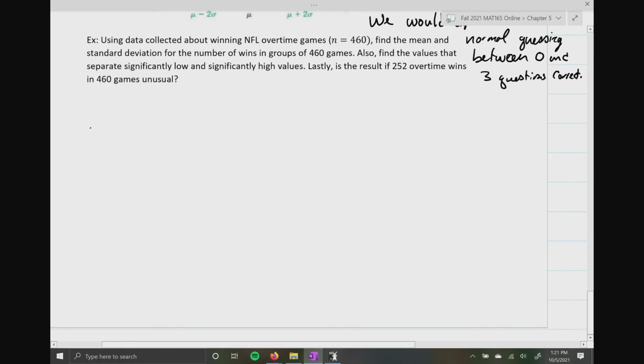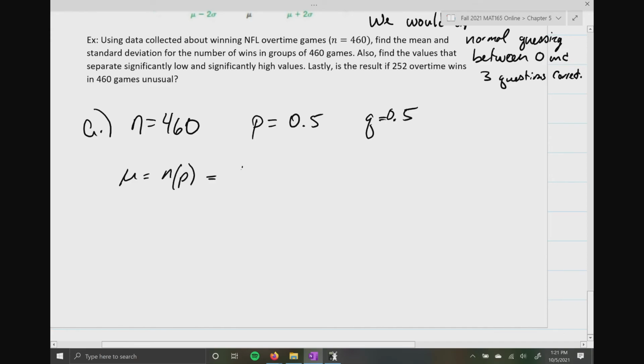So part A, n equals 460. Now, when you think about a game, you either win it or you lose it. So the probability of success is going to be 0.5. Probability of failure is going to be 0.5 again. So mu equals n times p. So that's going to be 460 times 0.5, or 230 games.